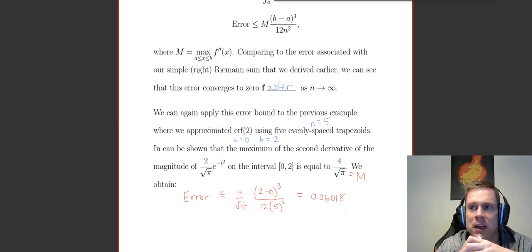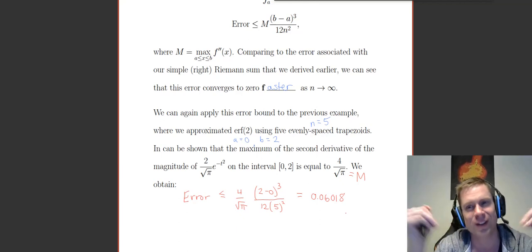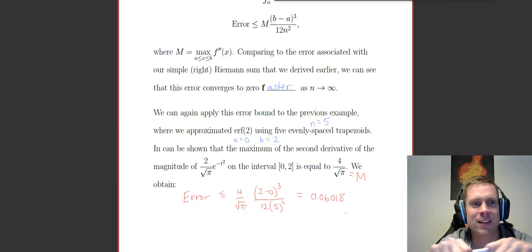And it turns out a lot of the time, most of the time, trapezoid rule does a lot better than Riemann sums, and certainly that error shrinks much more quickly as the number of trapezoids increases as well.